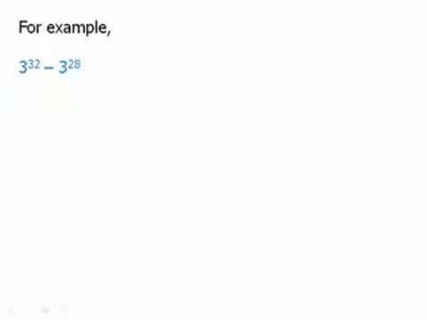Okay, 3 to the 32nd minus 3 to the 28th. 3 to the 28th is a factor of 3 to the 32nd. In fact, 3 to the 28th is the greatest common factor of these two terms. So we're going to express both of them as products involving 3 to the 28th. So 3 to the 32nd, we can write that as 3 to the 28th times 3 to the 4th. And of course, 3 to the 28th, we can write that as 3 to the 28th times 1.